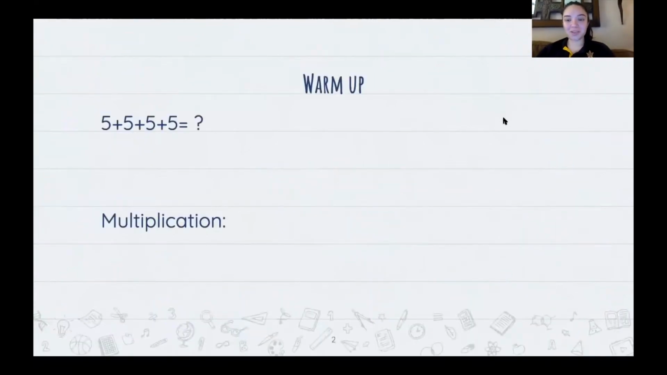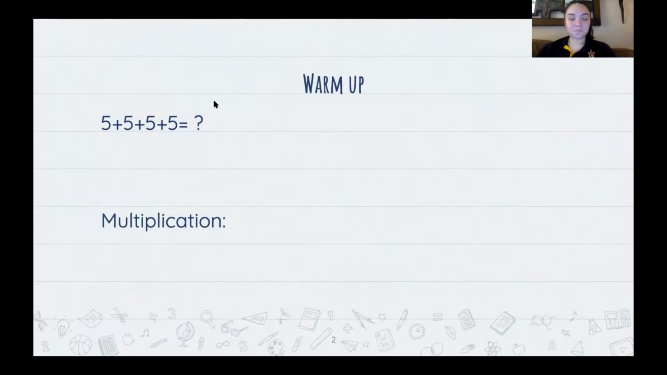As always, we're going to start with a brief warm-up. What I have here is a repeated addition equation, and I want us to, one, solve it, and two, turn it into a multiplication problem. Let's turn it into a multiplication problem first. Go ahead and grab your whiteboards and markers, and we're just going to get started.